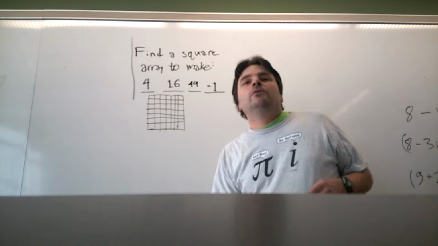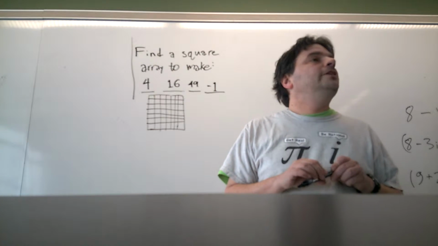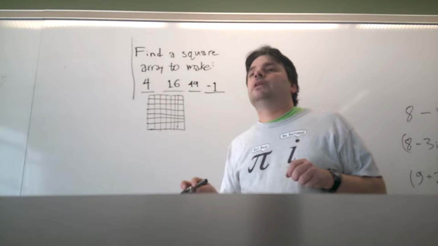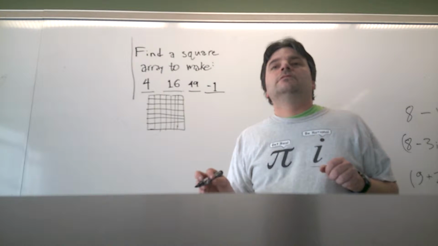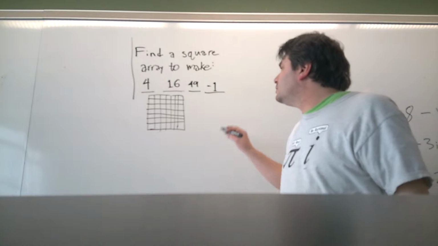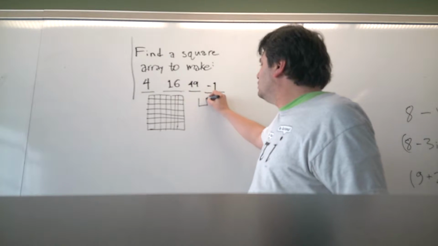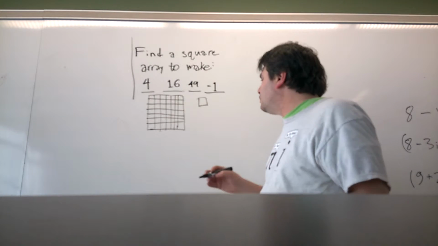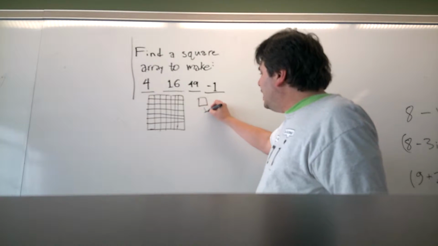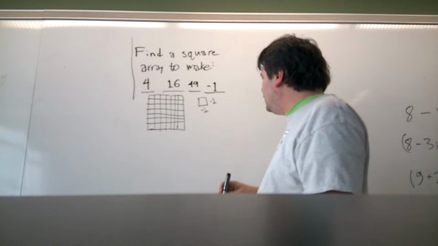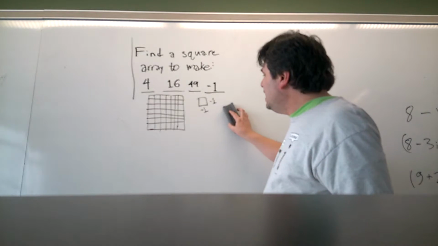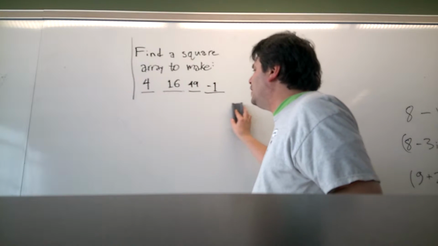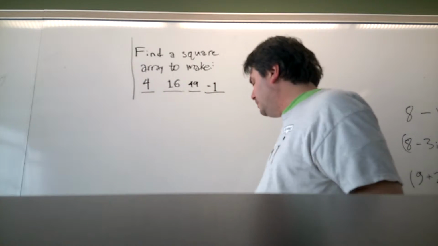Who got -1 to work? Who did that one? What times itself equals -1? Anyone? Yeah. Okay. What'd you find out? Can't do that one. Now, if this was a positive 1, it would be very simple. 1 times 1 is positive 1. But a -1, there's no way to take a -1 times itself and get another negative. It can't be done. At least it cannot be done within the realm of what we call real numbers.